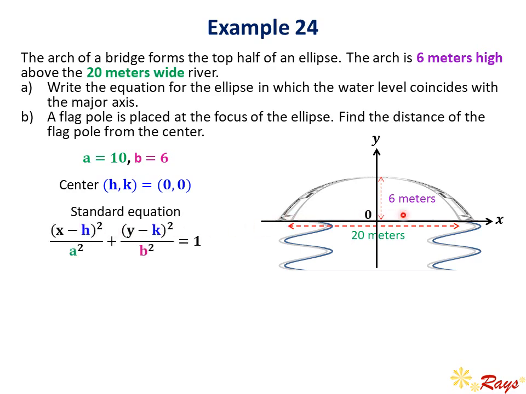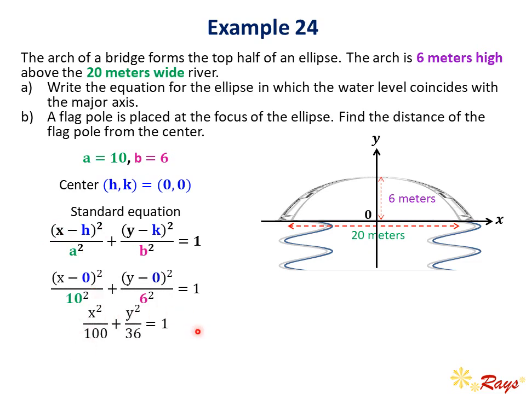observe that our major axis is along the x-axis. Therefore, a squared must be the denominator for x squared. So substitute all the values. Therefore, this is the equation of this ellipse.